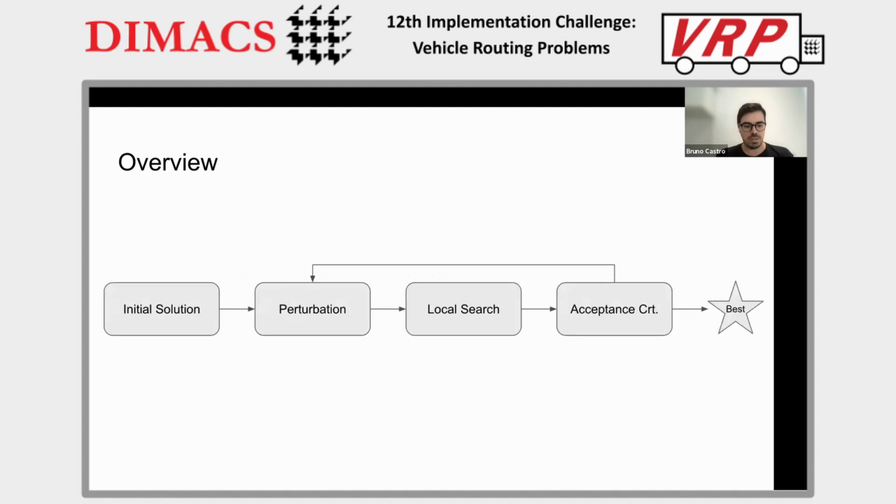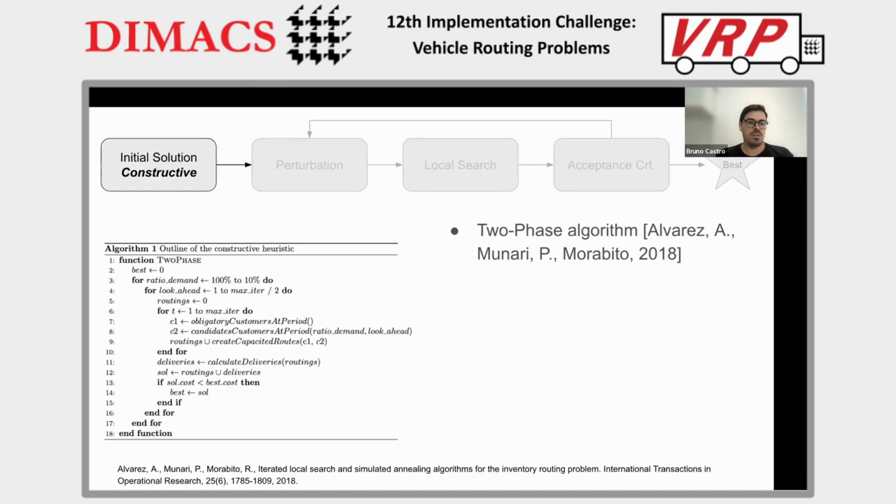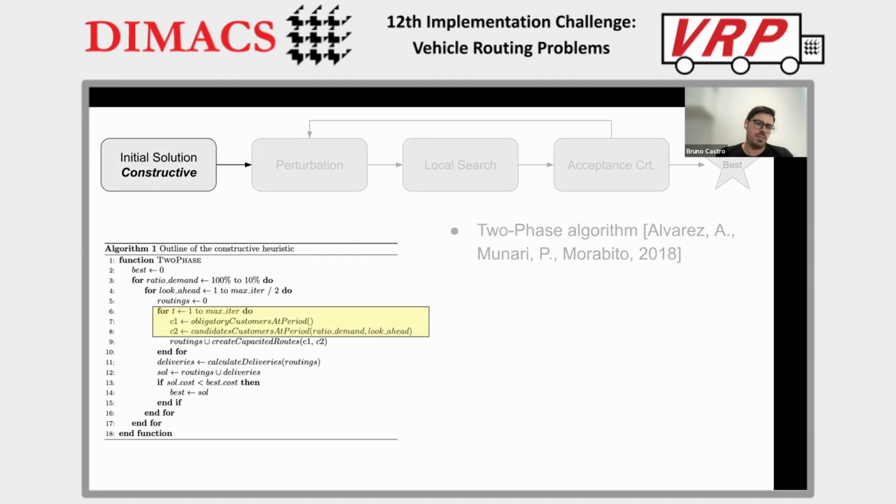So here is the framework, the ILS that we are using. We start with a constructive heuristic. We use the two-phase algorithm from Alvarez, Munari, and Morabito. It selects for each period a set of customers that must be attended at this period, or else it will be stocked out, and a second set with customers that are good candidates to be attended.